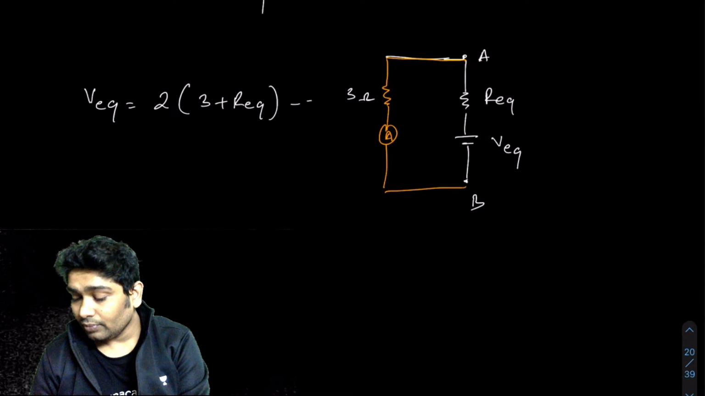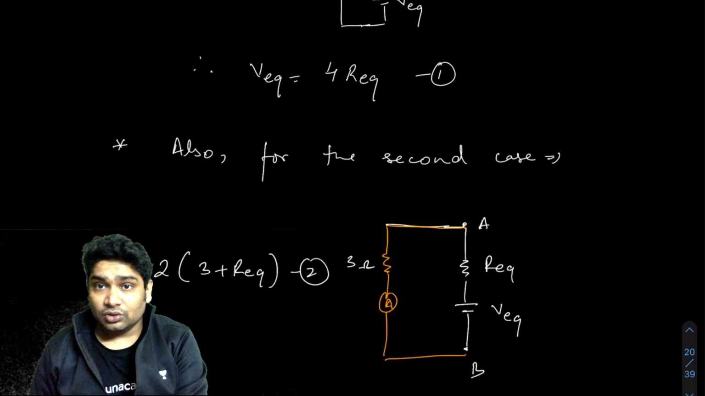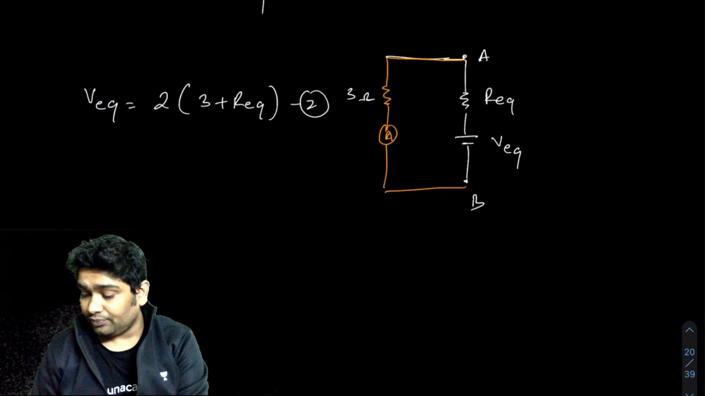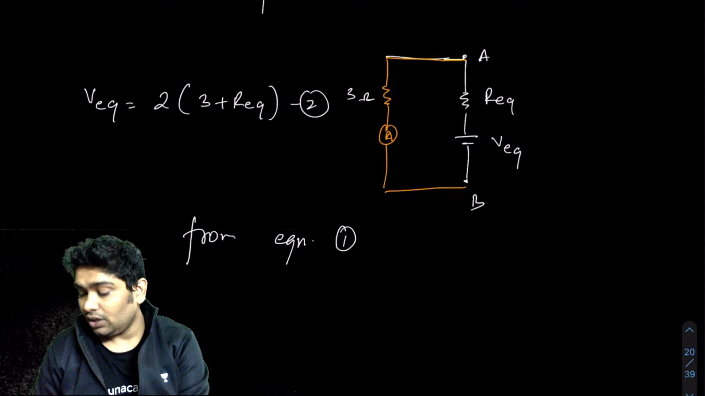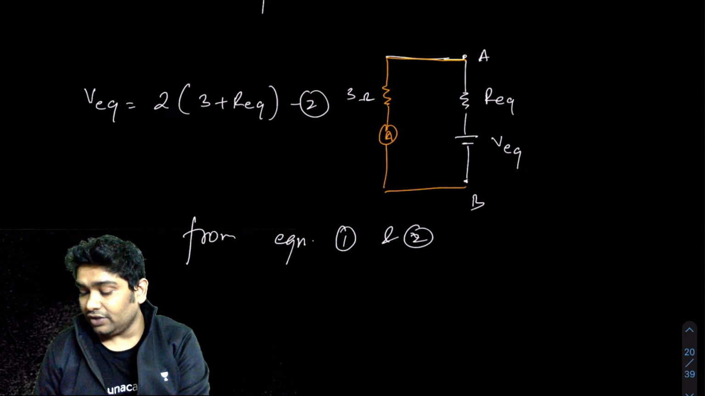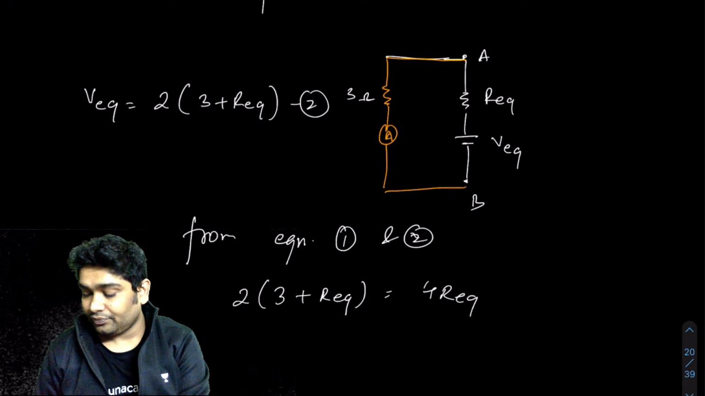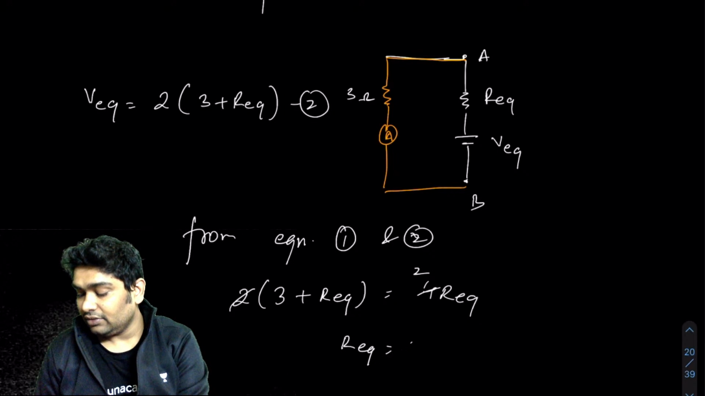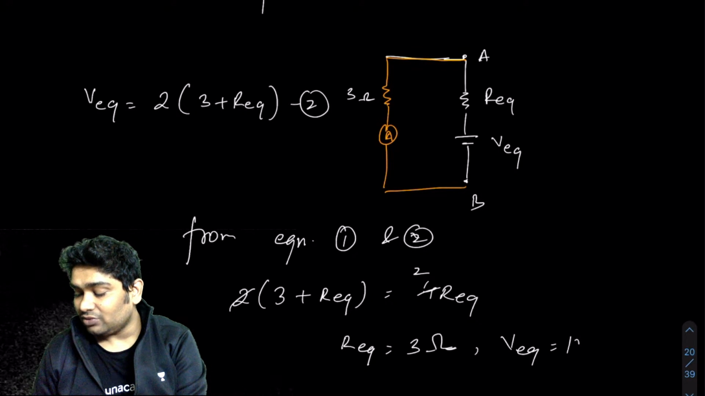This is your equation number 2. So you have equation 1 there and equation 2 here. So now you will solve equations 1 and 2. Now from equations 1 and 2, what you will realize is that 2 times (3 plus R equivalent) equals 4 times R equivalent, correct? So that will give R equivalent as 3. Okay. And since R equivalent is 3, what is V equivalent? V equivalent becomes 12 volts.